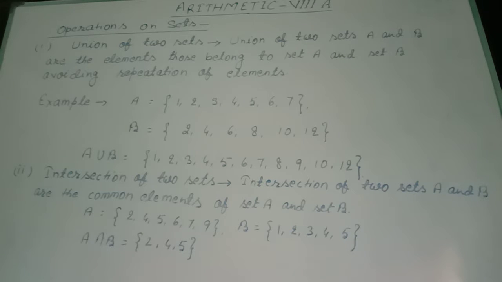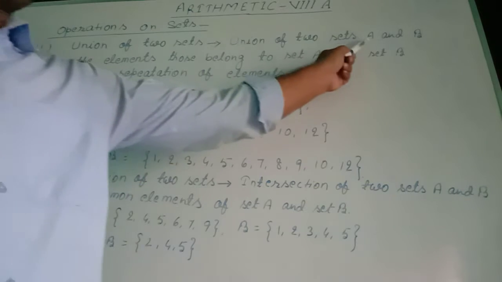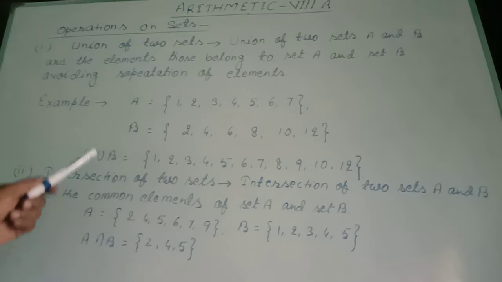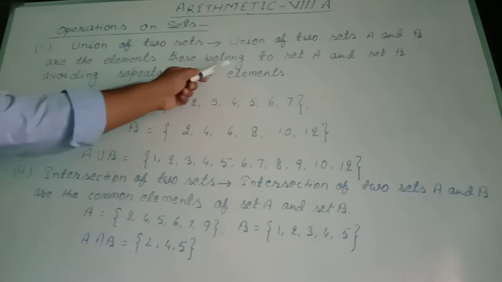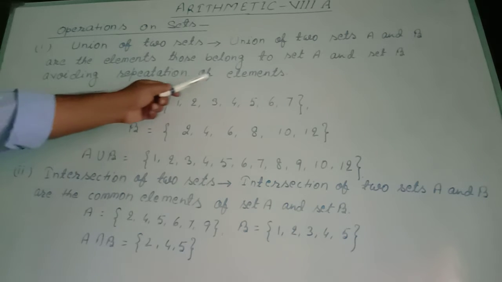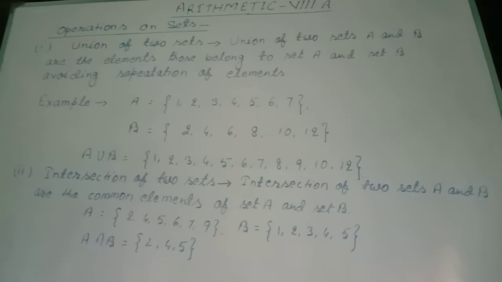We are discussing the chapter sets, and today we will discuss the operations on sets. In this topic, first of all, the union of two sets. Union of two sets A and B. If there are two sets A and B, then the union of those two sets is the elements that belong to set A and set B, avoiding the repetition of elements. Those belong to set A and set B, but avoiding the repetition of elements.